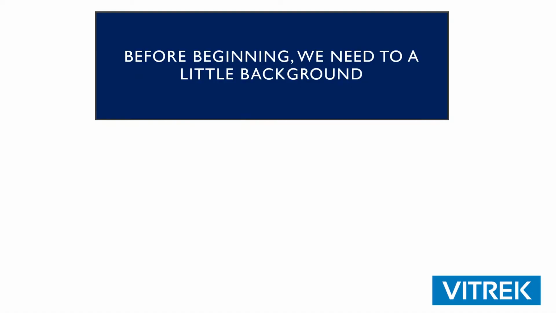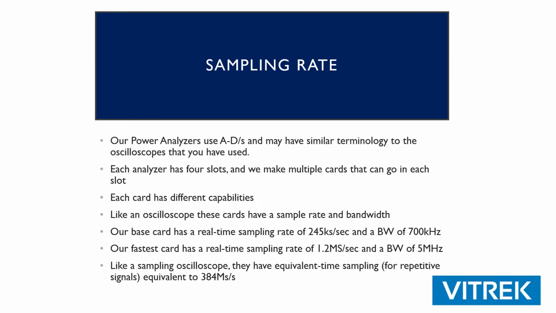So before we start, we want to talk over a little background information so we understand the concepts, and then we're going to show you a demo of how this works. To begin with, sampling rate. I'm sure you're familiar with sampling rate. It is very much like an oscilloscope. Sampling rate's important. Most oscilloscopes are 8, 10, or 12 bits. These power analyzers are 22 to 24 bits, so they're a lot higher resolution devices.